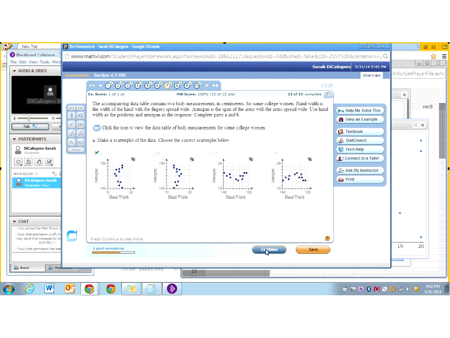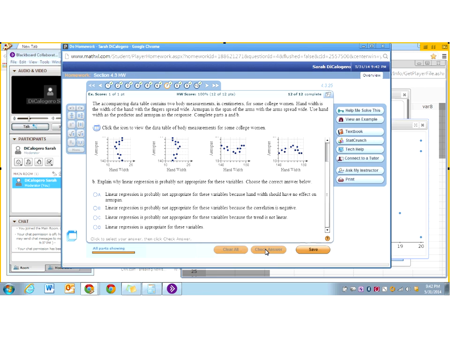So continue. All right, why is linear regression not appropriate? Well, it doesn't follow a line. Let's look. Linear regression is probably not appropriate for these variables because hand width should have no effect on arm span? We don't know, because in this graph it looks like it has some sort of relationship, maybe, but it's not linear. Really what you're looking for is why linear is not appropriate: because the trend is not linear. We're going to go with C.